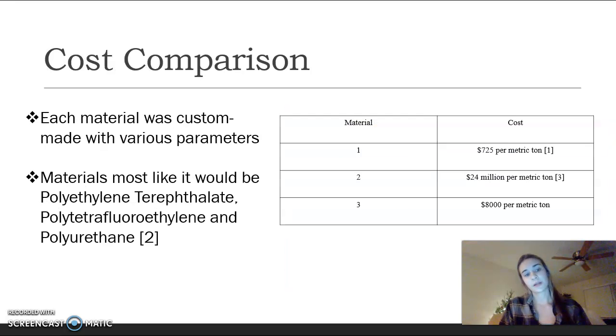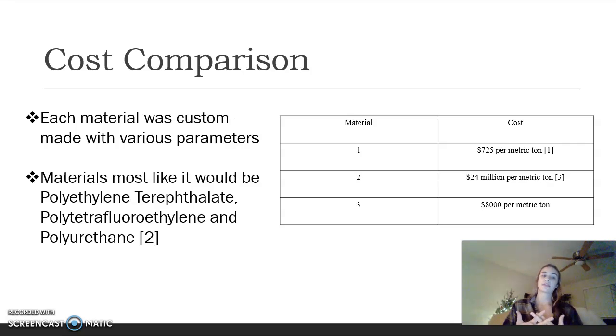So for cost comparison, I could not find exact pricing, but my materials were based off of polyethylene terephthalate, polytrifluoroethylene, and polyurethane. So the first one was the polyethylene terephthalate, which was 725 per metric ton, which was the cheapest. The others are a little bit more expensive.